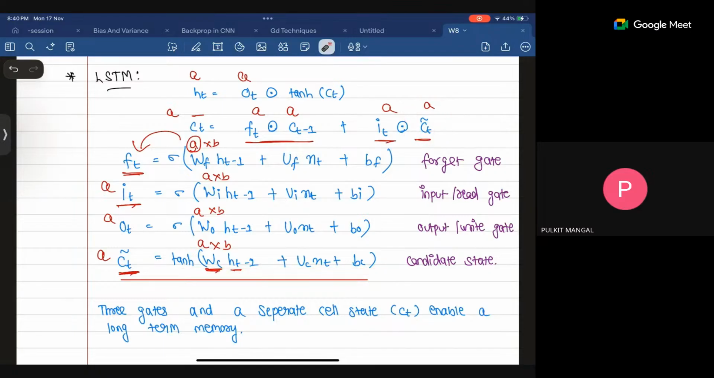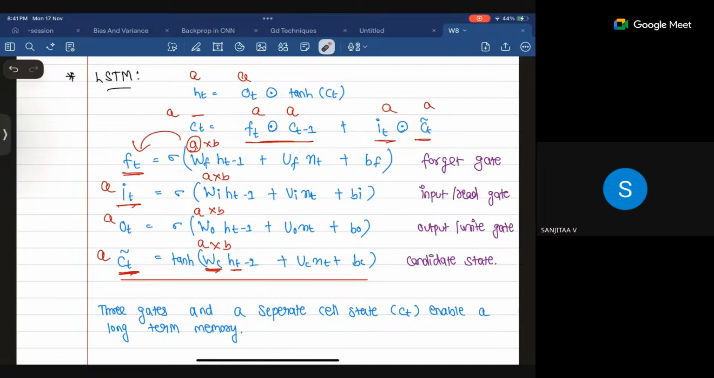For the current timestamp's candidate state, how much information I want to forget from the past one, and how much information I want to read from the current partial representation. Using the addition of these two, we get the current candidate state. That candidate state is passed through tanh and multiplied with the output gate. So the output gate works as a write gate: how much information should I write to create my hidden state for the next timestamp?